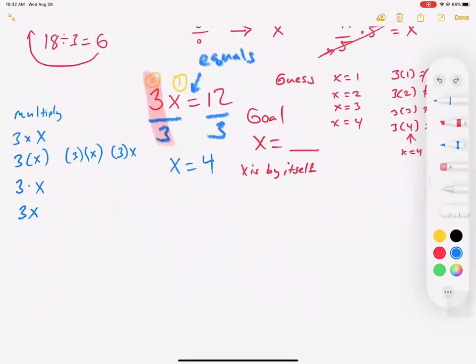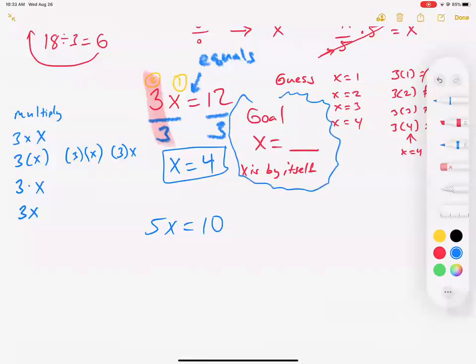Let's do this one more time as practice. 5x is equal to, let's do 10. Something easy just to work out the idea. First step, identify what your variable is. Step 2, identify what number you want to get rid of so that x is by itself. In our previous problem, we solved x is 4. That was our goal. Remember, this was our whole big goal idea, get x by itself.